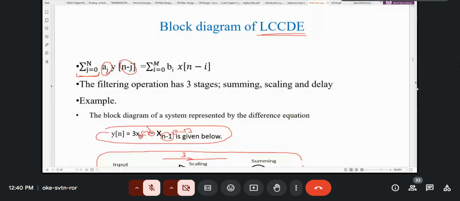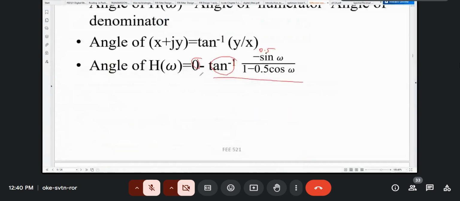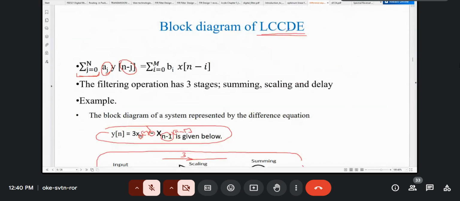Now we are going to look at a block diagram of a linear, and actually what we are dealing with here is a linear constant coefficient difference equation. I have not been mentioning this. LCCDE is linear constant coefficient. Because we are dealing with a linear system, the coefficients don't change. They don't change because they are part of the system. So it's constant coefficient.